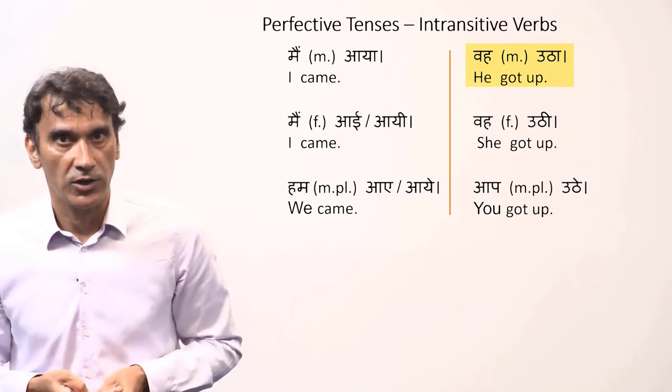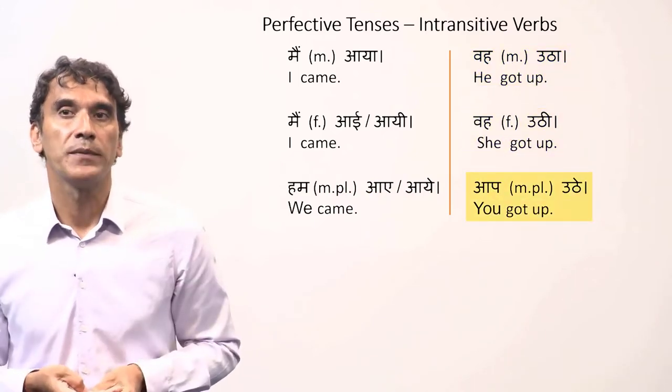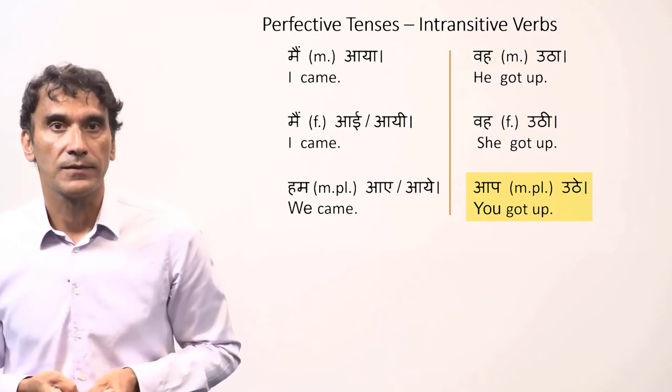Similarly, wo utha, he got up. Wo uthi, she got up. Aap uthe, you got up. Here, aap is masculine plural.